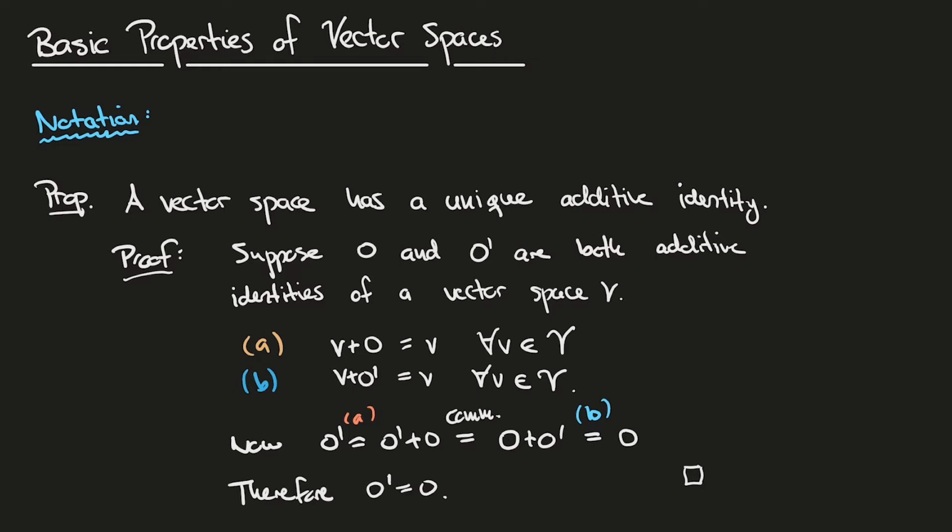Since we've seen that the additive identity is unique, we can now introduce a symbol for it. So we denote the unique additive identity by the symbol 0.